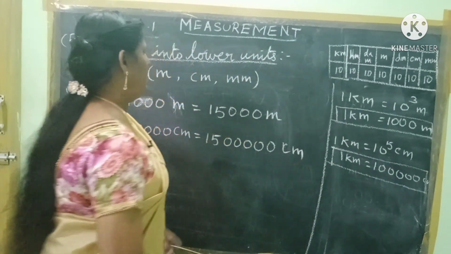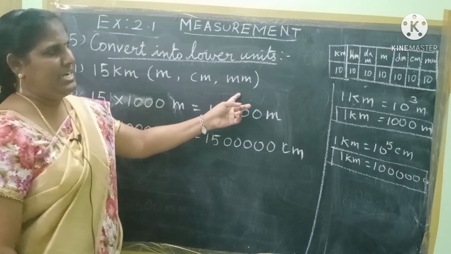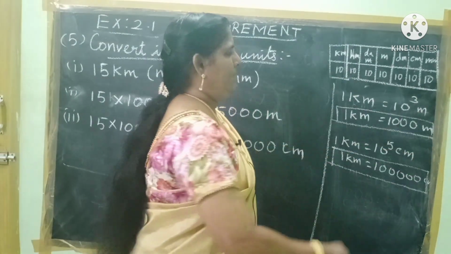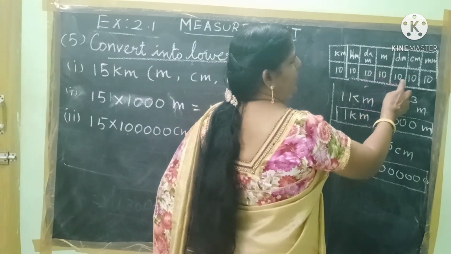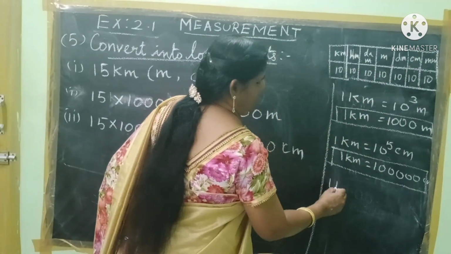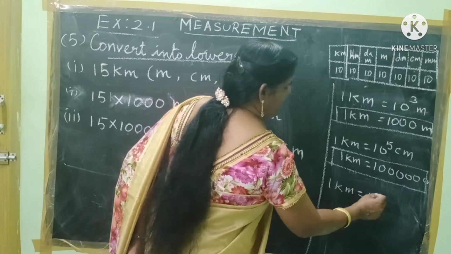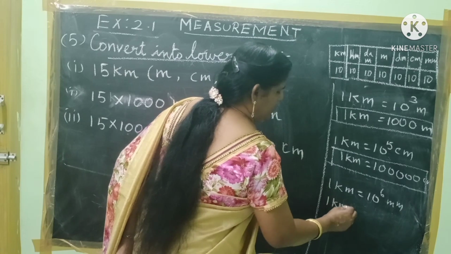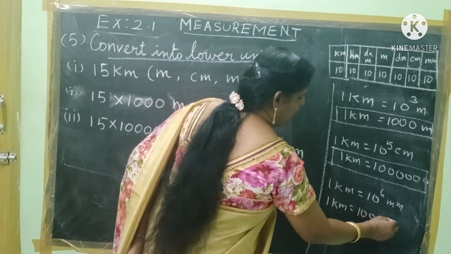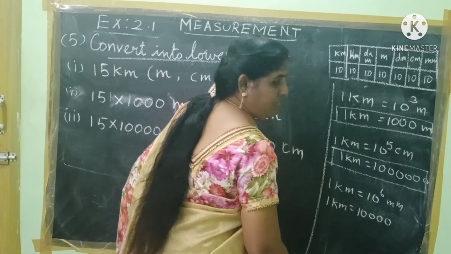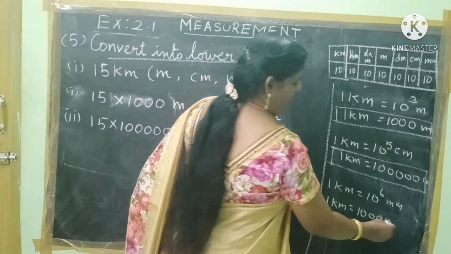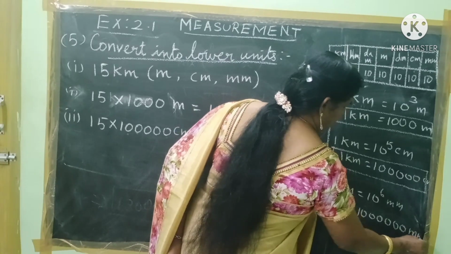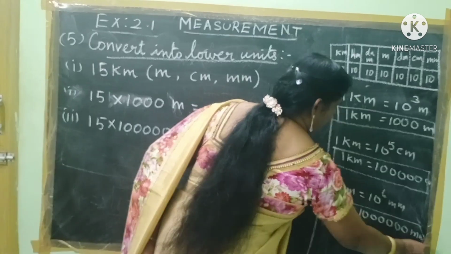What is the third rule? We need kilometer to millimeter. So what is the power of 10 between kilometer and millimeter? See 1, 2, 3, 4, 5, 6. So 1 kilometer equals 10 to the power 6 millimeter. So 1 kilometer equals 10 lakh. How many zeros we need to put? 6 zeros. 4, 5, 6. 6 means 10 lakh millimeter. So this is the third rule.